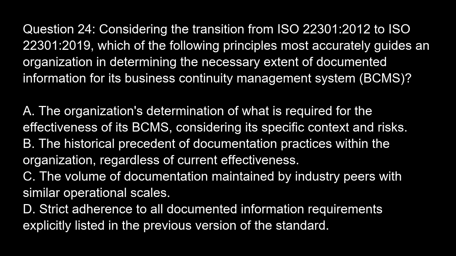Option A. The organization's determination of what is required for the effectiveness of its BCMS, considering its specific context and risks. Option B. The historical precedent of documentation practices within the organization, regardless of current effectiveness. Option C. The volume of documentation maintained by industry peers with similar operational scales. Option D. Strict adherence to all documented information requirements explicitly listed in the previous version of the standard.